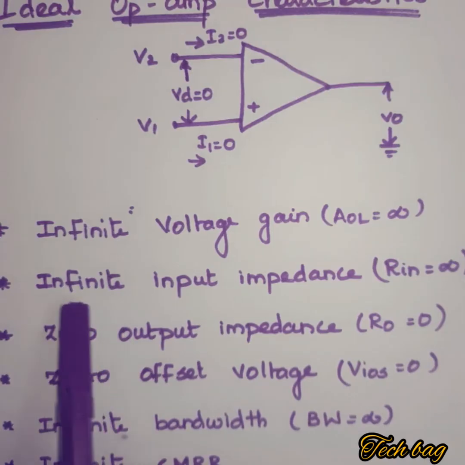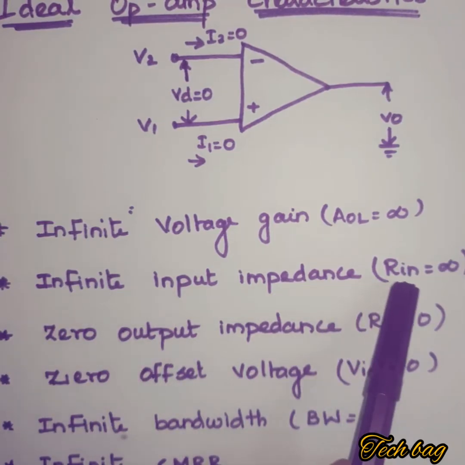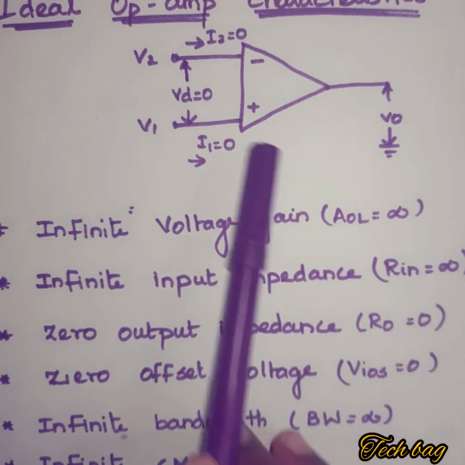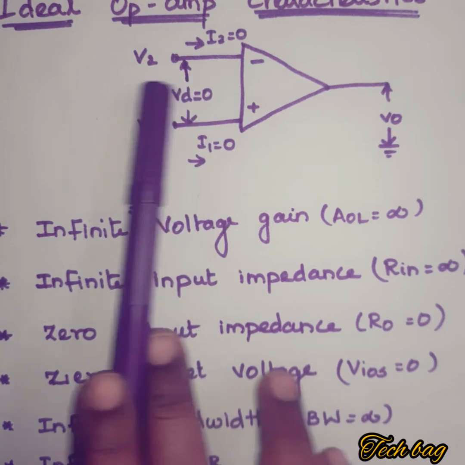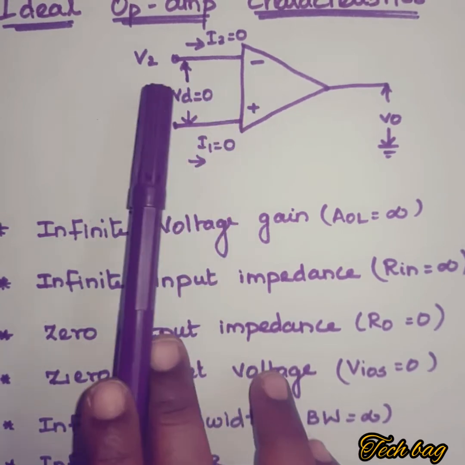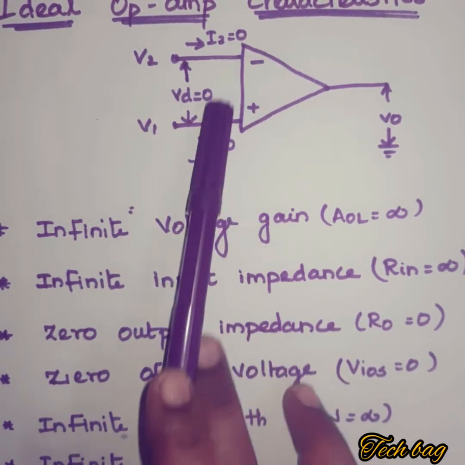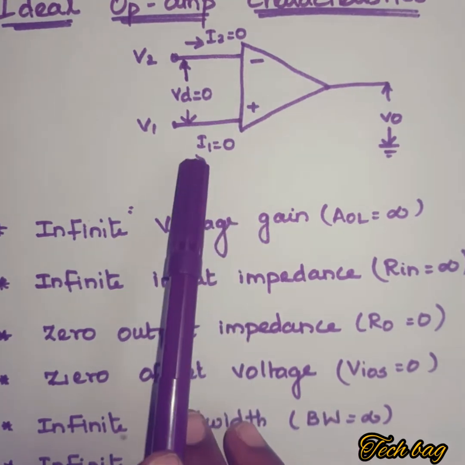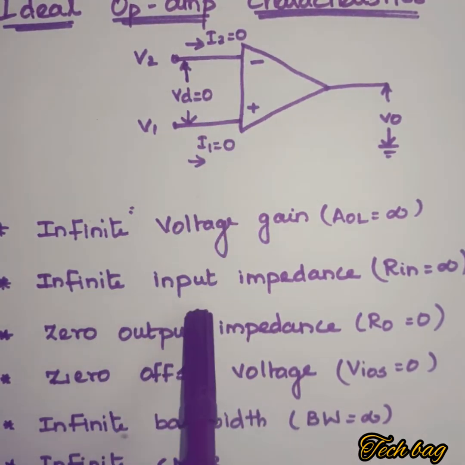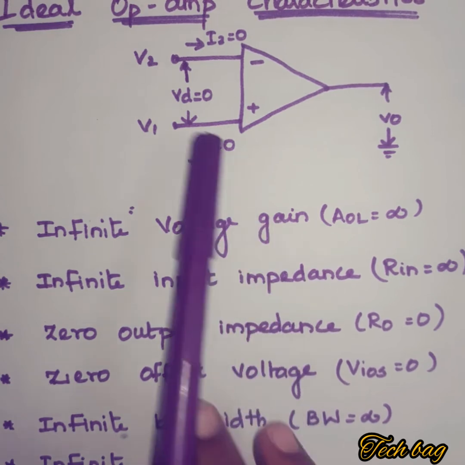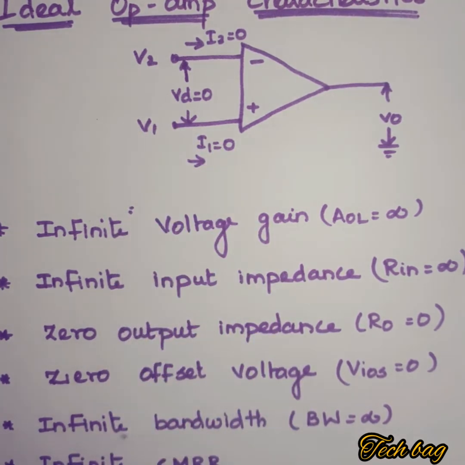Next one, it has infinite input impedance, that is Ri value is infinity. If the input impedance of the operational amplifier is infinity, it draws no current from the source, that is, no current enters into the operational amplifier. So I put I1 is equal to 0 and I2 is equal to 0. It has infinite input impedance, so it draws no current from the source.